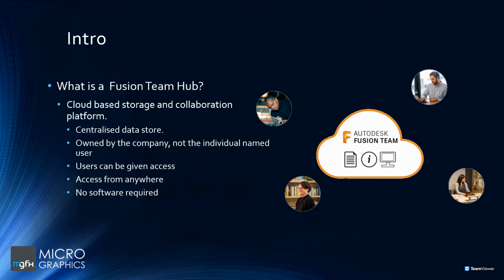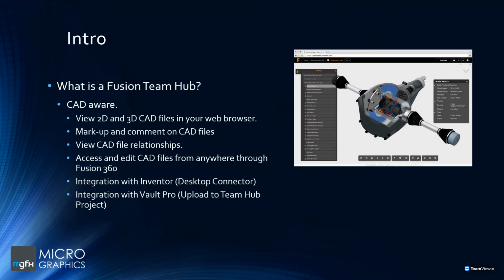But I mentioned that it was cloud-based. This means that these collaborators can connect from anywhere, from an internet-connected computer, phone, or tablet. Fusion Team Hubs is also CAD aware. What does this mean? It means that you are able to view and interact with 2D and 3D CAD files directly in your web browser.